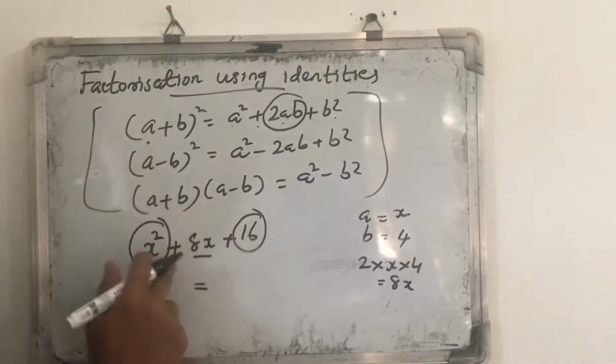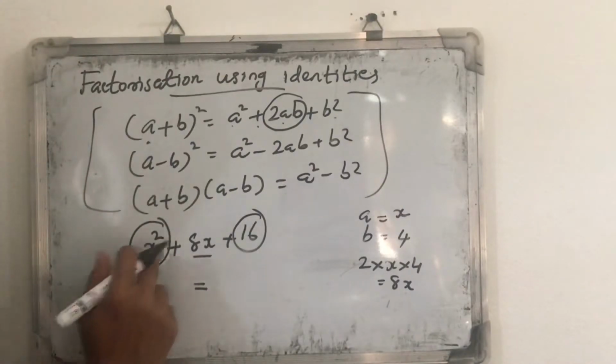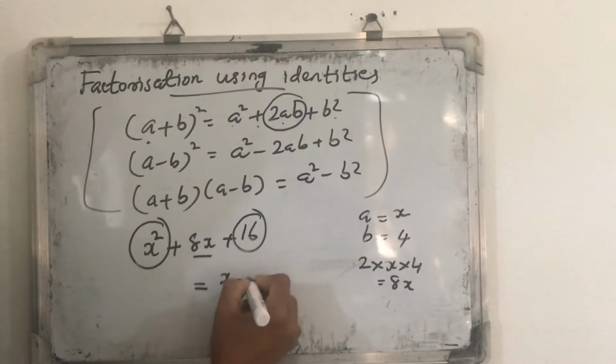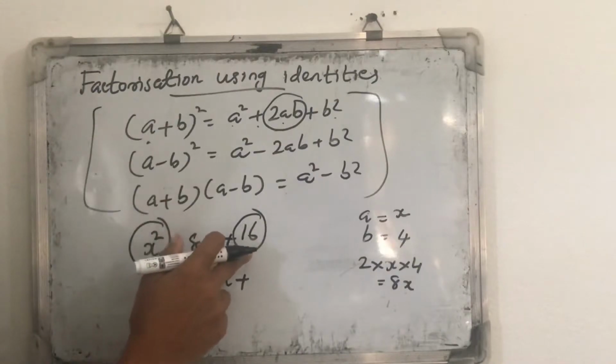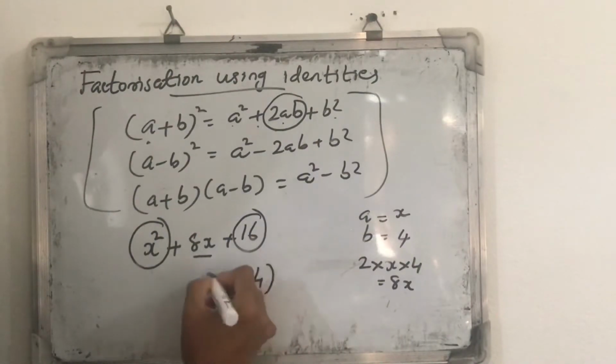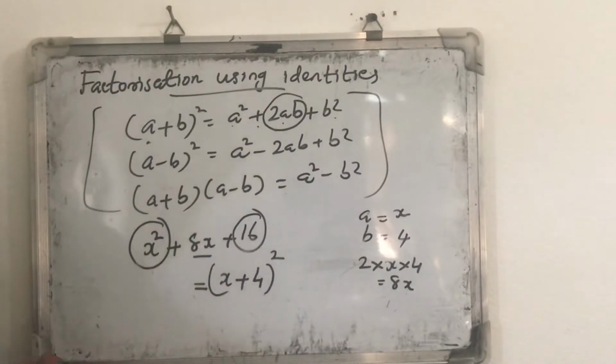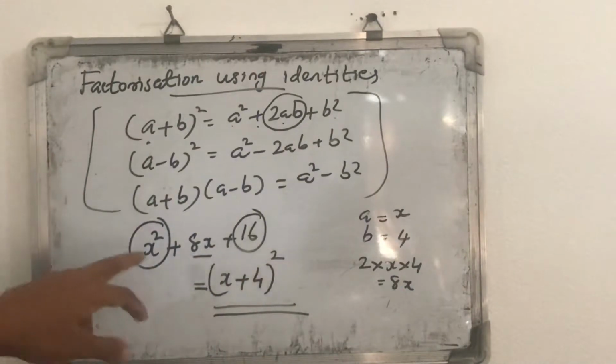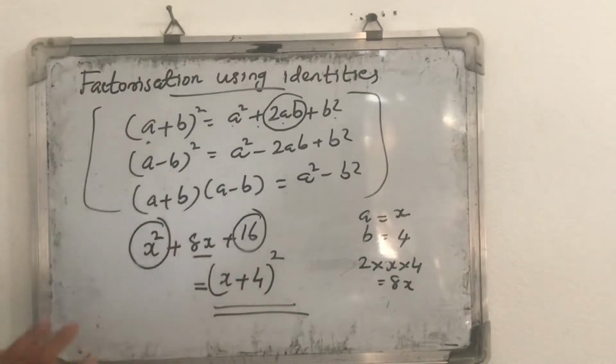So instead of a, we know that is x. So x plus, then instead of b here it is 4. So (x plus 4) whole square. This is the required answer. The factorization of x square plus 8x plus 16 is equal to (x plus 4) whole square.